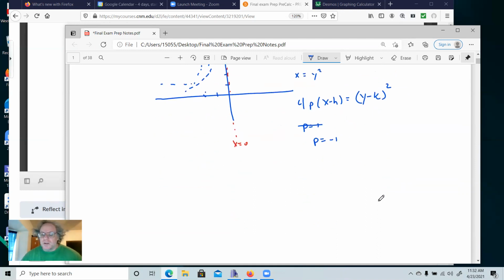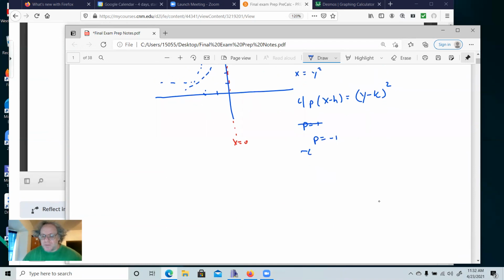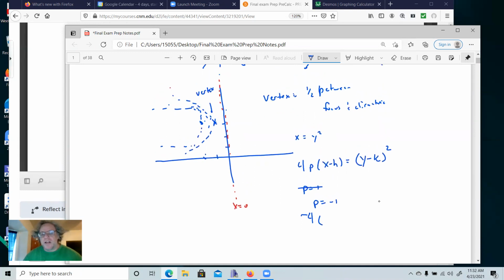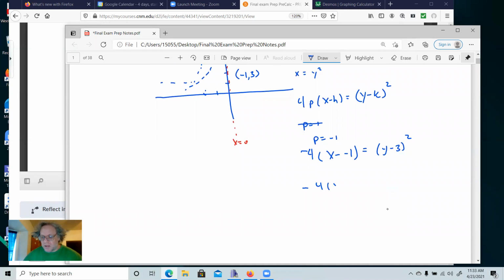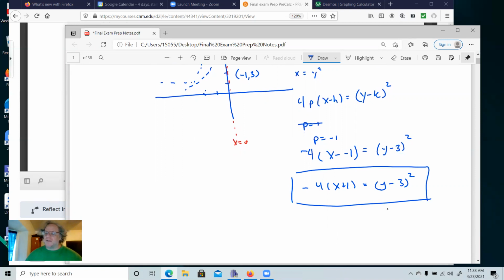So we can just write this down. We can say this is -4, and then x minus h. Where's the location of the vertex? The vertex is at (-1, 3). So we have x minus -1, that's my vertex, is equal to (y minus 3) squared. So we're just going to have -4(x plus 1) is equal to (y minus 3) squared. And that should be the standard equation of our parabola here.